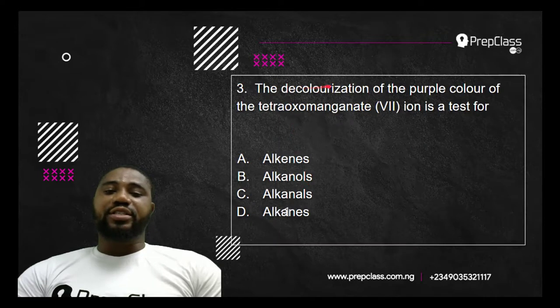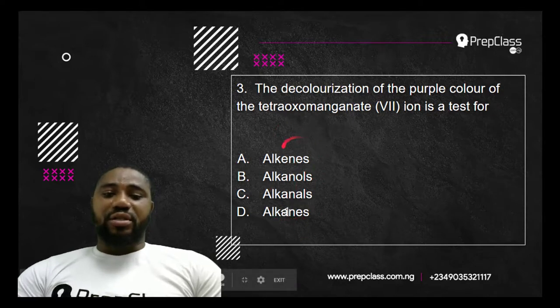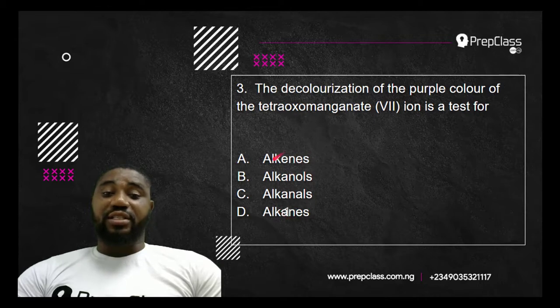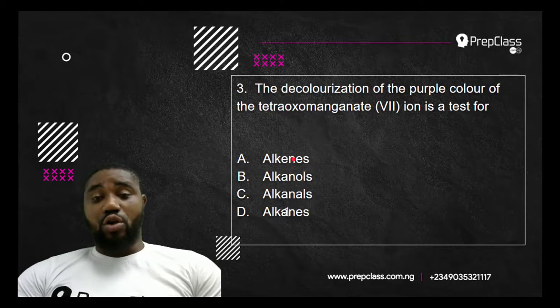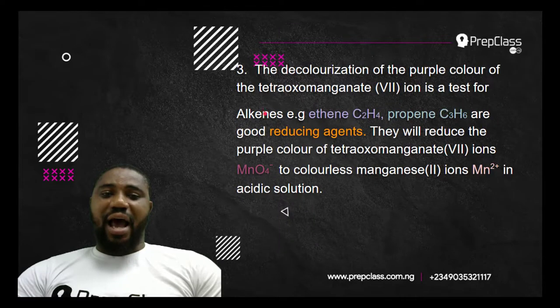Question number 3. The decolorization of purple color of the tetraoxomanganate 7 ion is a test for, is it alkenes, alkanols, alkanals, alkane. Out of all these compounds here, the one that is a reducing agent is alkenes. Alkenes is a reducing agent to bring about reduction, while itself will become oxidized. Do you understand? So alkenes, e.g. ethene, C2H4, propene, C3H6, are good reducing agents.